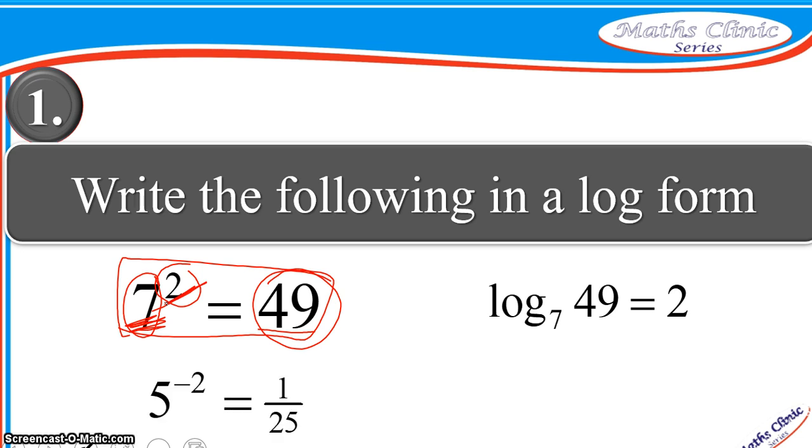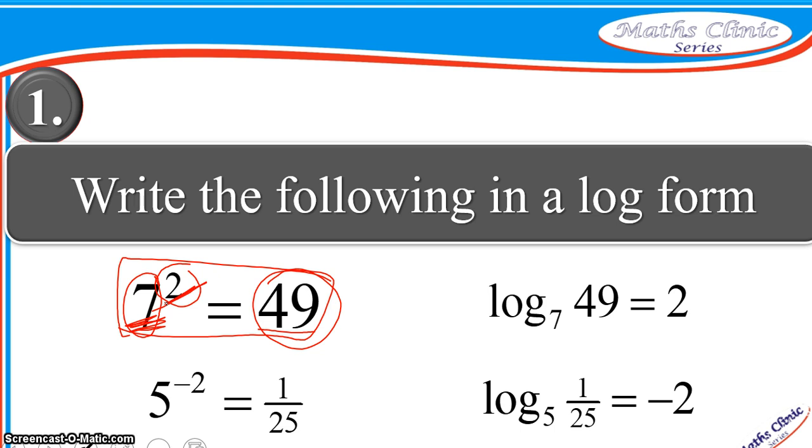Again, what will you write for 5 to an exponent of -2, which is equal to 1 over 25, and that is true in indices. So how do we relate this to logarithm? You can pause the video and try. I'm sure your answer came as log base 5 of 1 over 25 is equal to -2.